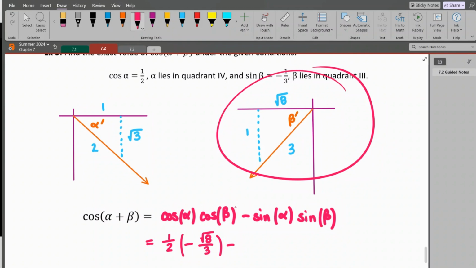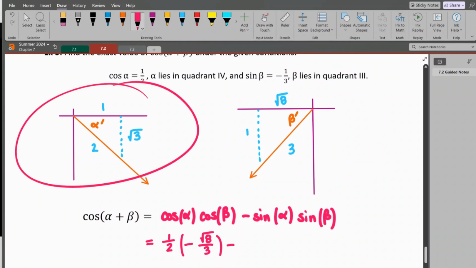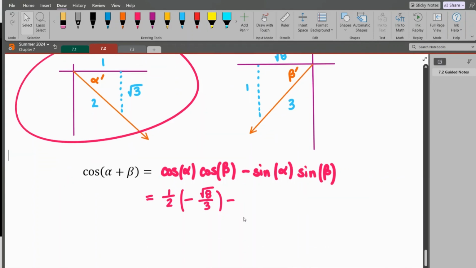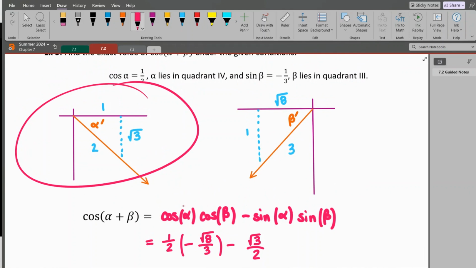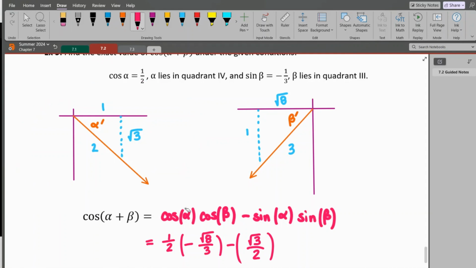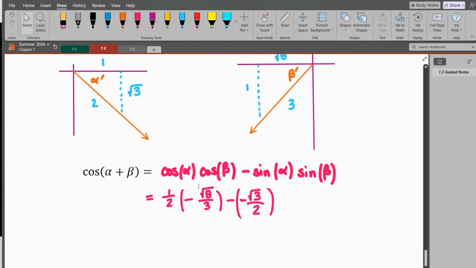Now we want to find sine of alpha, which was not given to us, but we have a picture for it. And so sine is opposite over hypotenuse. So if we do opposite over hypotenuse, we get root 3 over 2 here. Oh, and I should be careful here. I wasn't as careful as I should have been. I do get root 3 over 2 here, but in this quadrant, sine is negative. So I need to put in my extra negative there. And then lastly, sine of beta, which we're given, was minus 1/3.